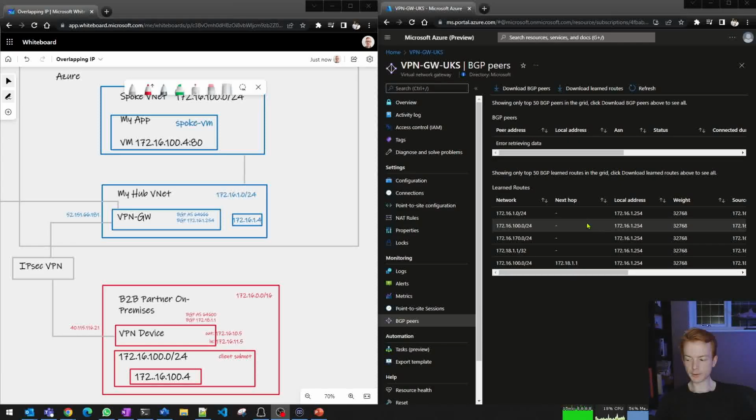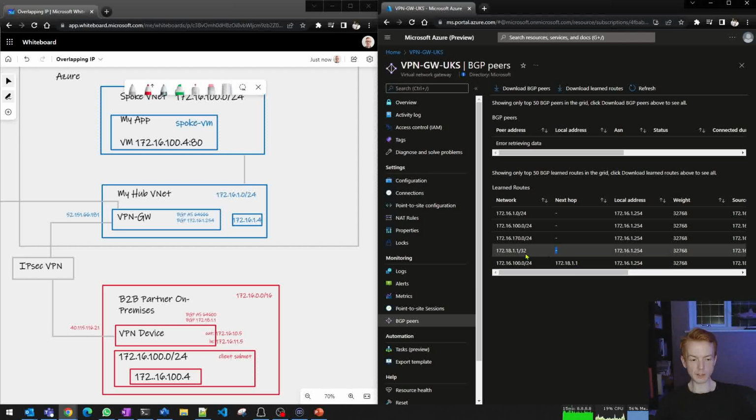Before I get into configuring solution number one, I did also want to show you the BGP status on the VPN gateway in Azure. So the VPN gateway here in my hub VNet, over here on the right hand side, down to BGP peers, we can see that we are receiving this prefix here from on-premises. So on-prem is advertising the client subnet within which my VM sits into Azure.